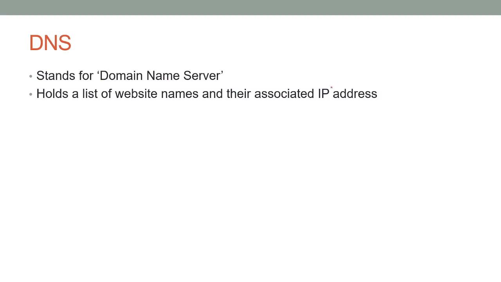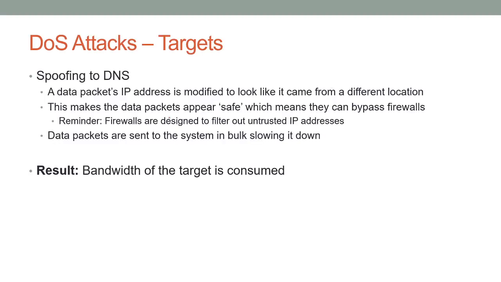We'll talk about that a little bit more in a later lesson. So the reason we're talking about that was the targets. When a DOS attack is made, they might target the DNS, so the phone book, if you will, and what they do is there's a way that they can mask the data, so it looks like it's coming from somewhere where it's not.